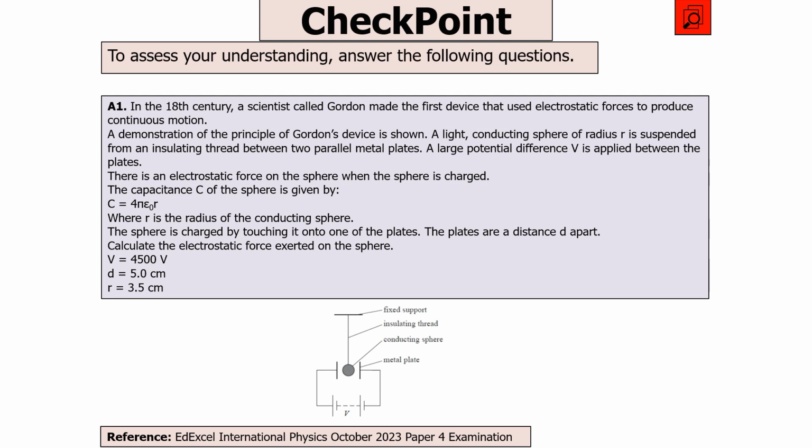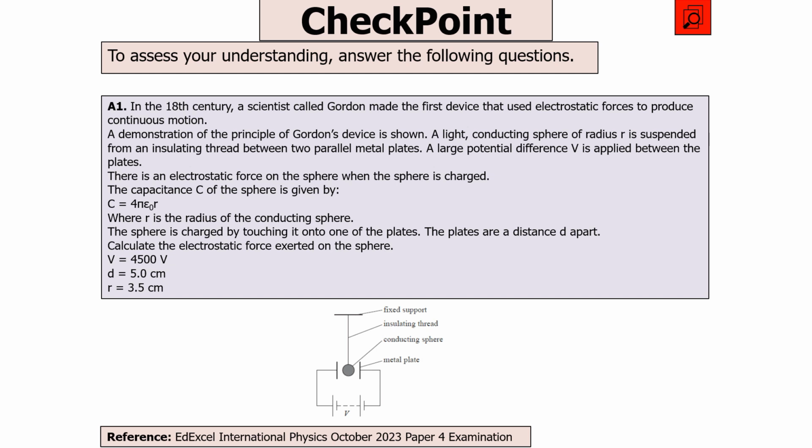The next question says, in the 18th century, a scientist called Gordon made the first device that used electrostatic forces to produce continuous motion. A demonstration of the principle of Gordon's device is shown. A light conducting sphere of radius r is suspended from an insulating thread between two parallel metal plates. A large potential difference V is applied between the plates. There is an electrostatic force on the sphere when the sphere is charged. The capacitance C of the sphere is given by C equals 4 pi epsilon 0 r, where r is the radius of the conducting sphere.